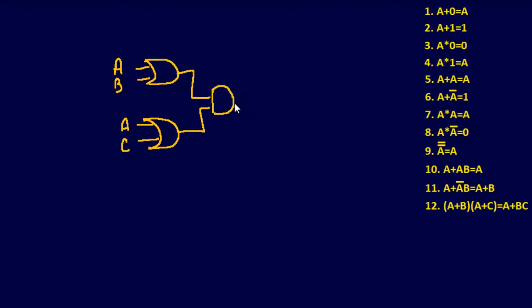Using our method from left to right, we're going to see if we can get a final equation out of this. So we got A plus B, and then we'll do the same for this one: A plus C. And this is going to an AND gate, so this would give us a final answer of A plus B times A plus C.